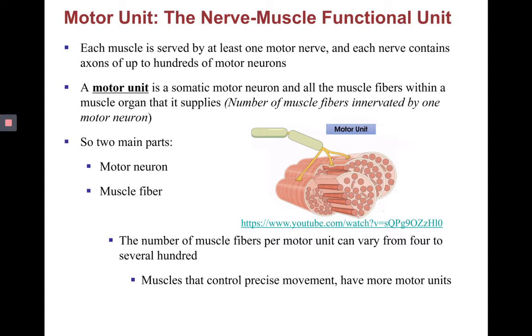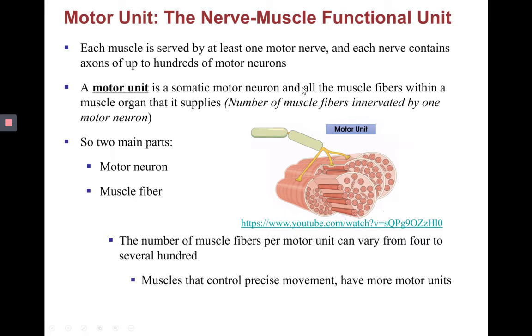Now what we just saw was the stimulation of one single muscle cell. Now this would have to happen in multiple muscle cells in order to generate enough force to, say, pick up a large barbell. For that reason, each muscle is served by at least one motor unit, but normally there are plenty of motor units going to a muscle. A motor unit is just a somatic motor neuron, so the motor neurons we've been talking about with axon terminals, and all the muscle fibers within a muscle organ that it supplies.